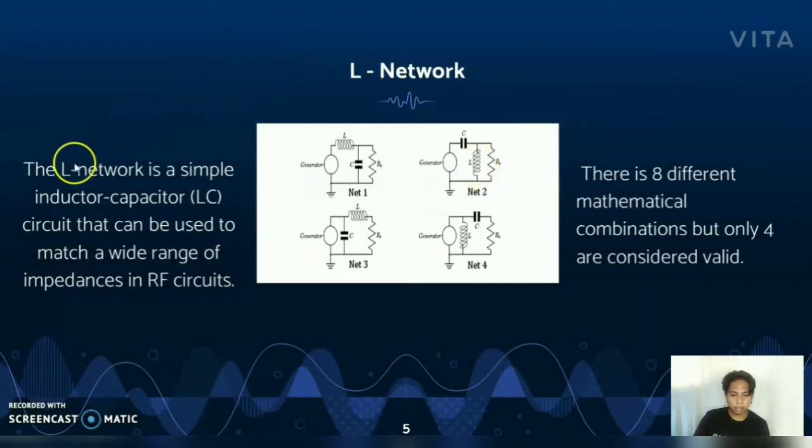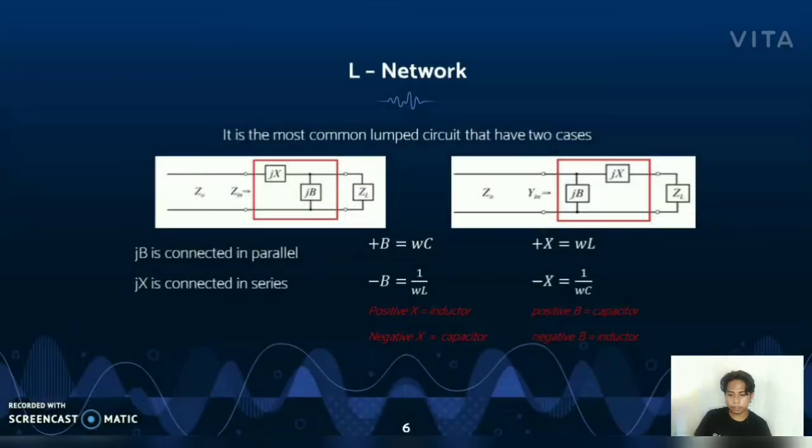So the L network is a simple inductor capacitor circuit that can be used to match a wide range of impedances in RF circuits. There are 8 different mathematical combinations, but only 4 are considered valid. So these are the 4 combinations of L network that are considered valid. Next, the L network is the most common lump circuit that has 2 cases. So these are the 2 cases for the L network.